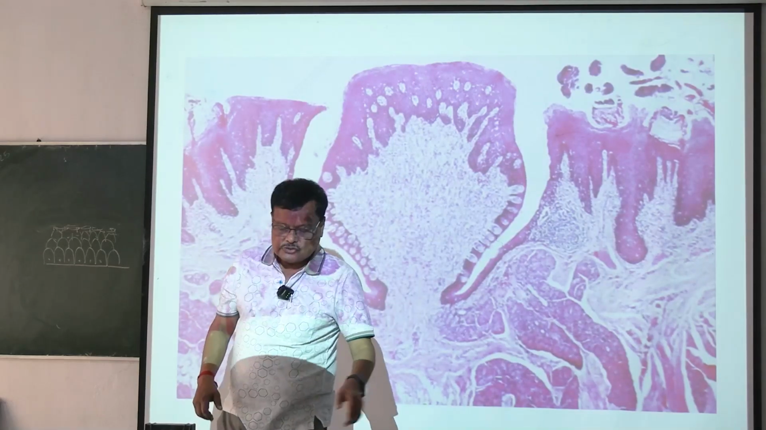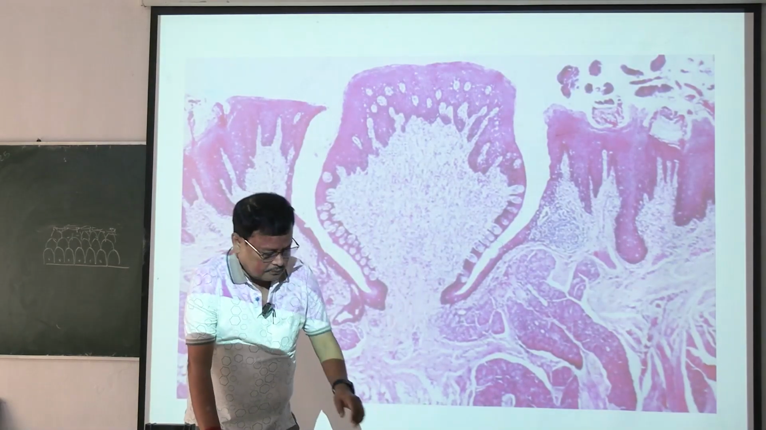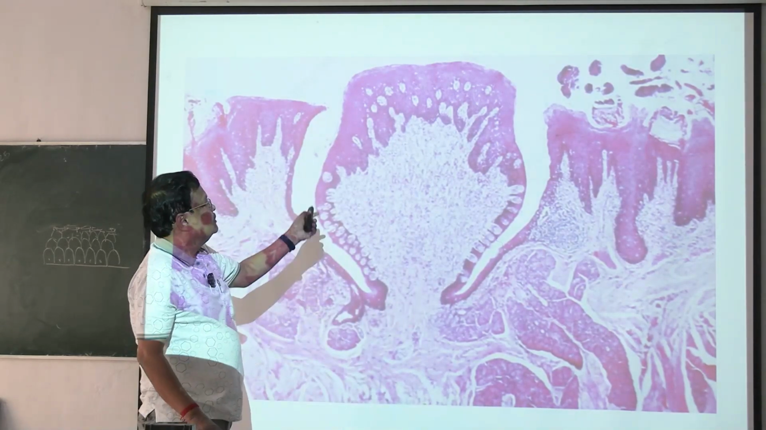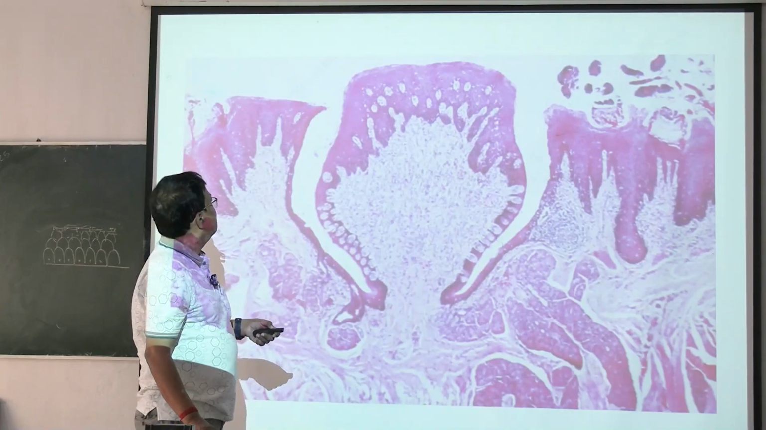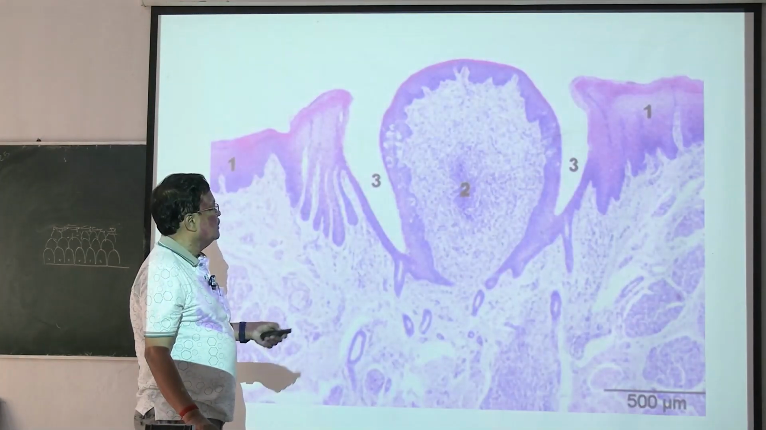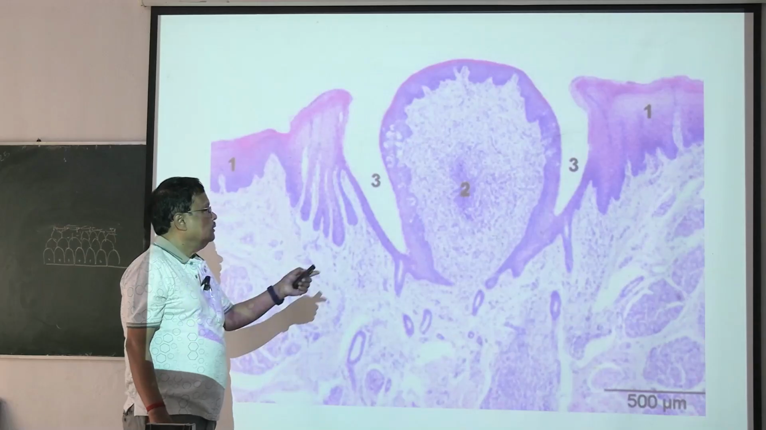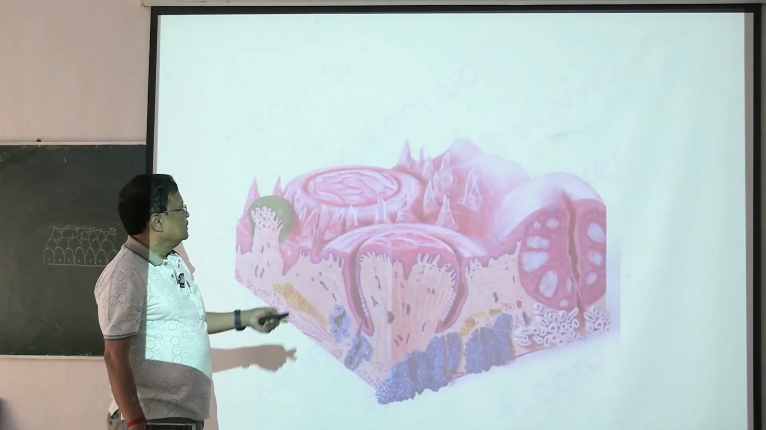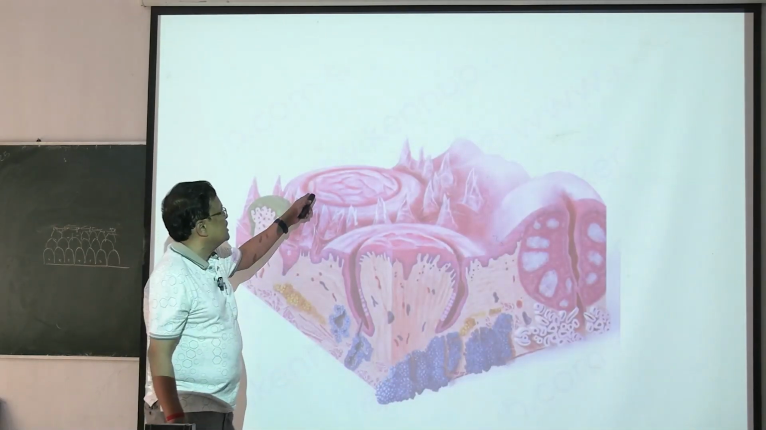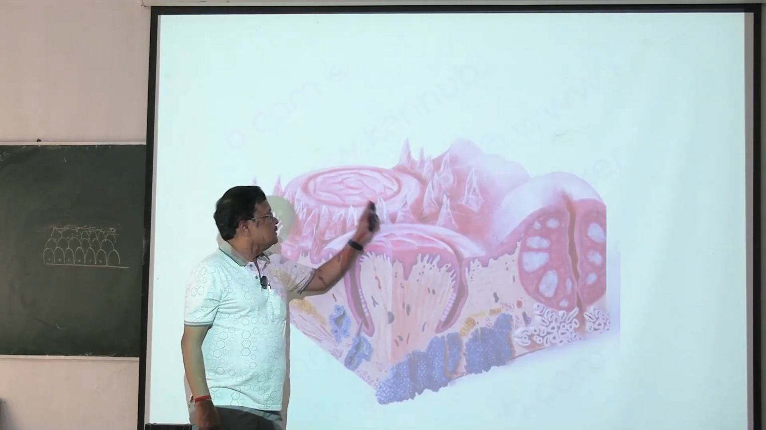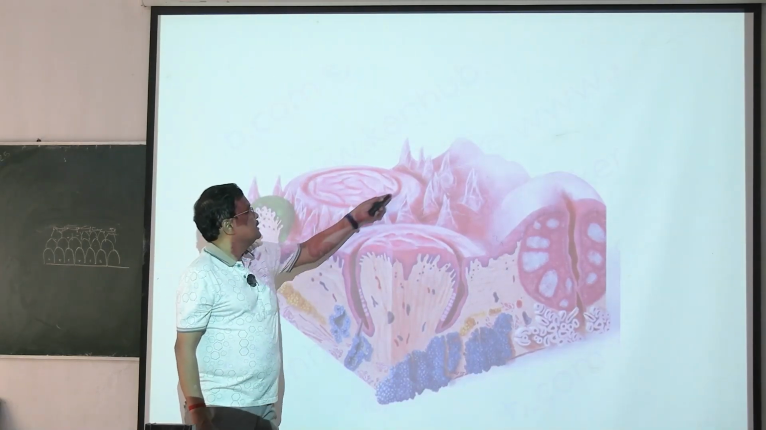These are the taste buds. Detail. These are the circumvallate papillae. This is the three-dimensional picture of the circumvallate papillae. This is the central part, and surrounding it there is a canal.